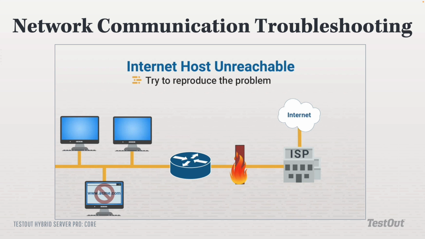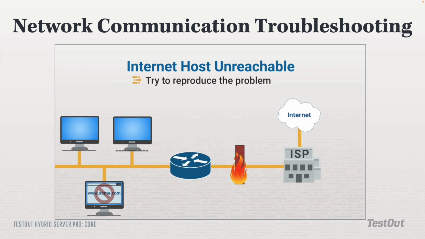So in our example here, the internet host is unreachable, okay? We can see our 2 devices here, and our third one does not access the internet. Our topology has a router, that's the one there that has the arrows all pointing in either direction. Then we have a firewall. We have the ISP, or our internet service provider, and then it goes out to the internet.